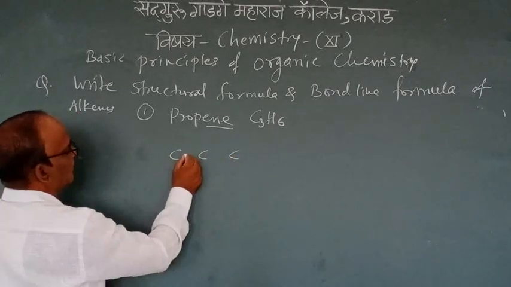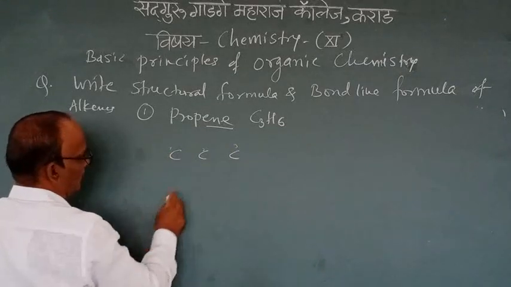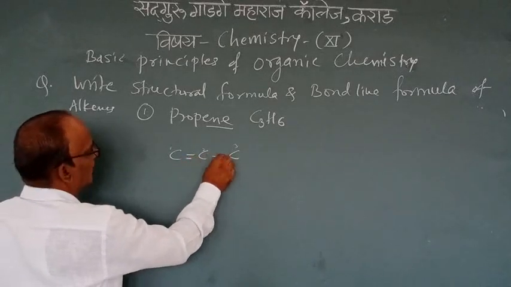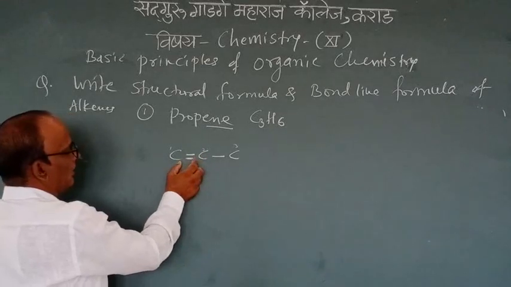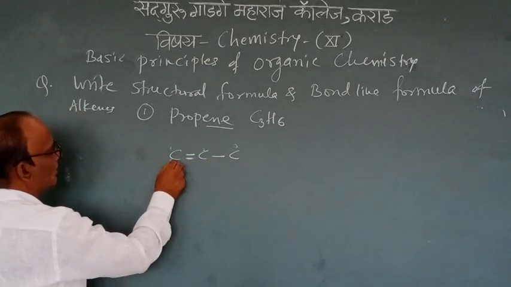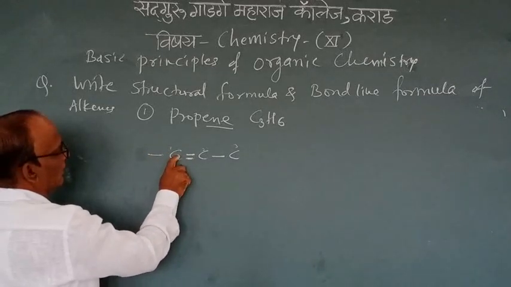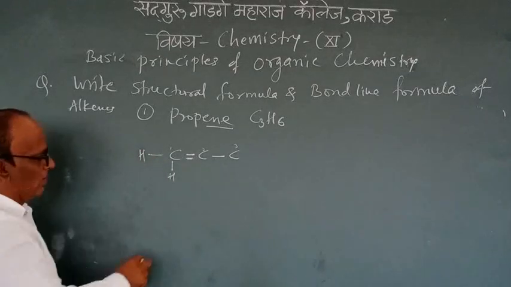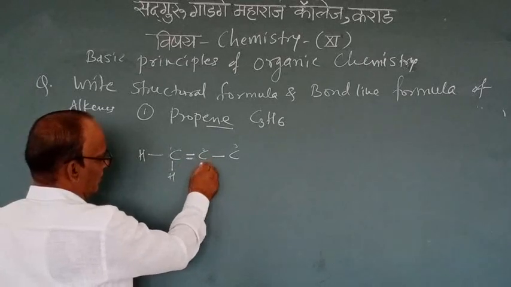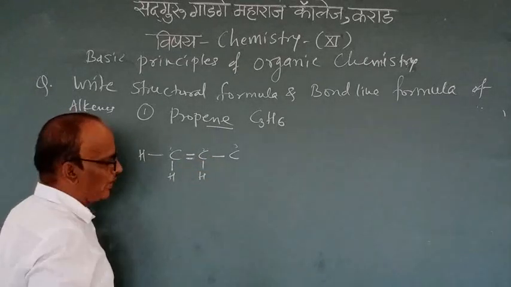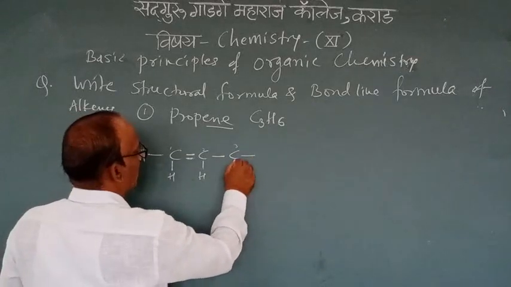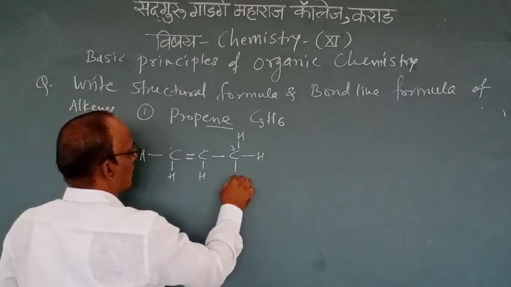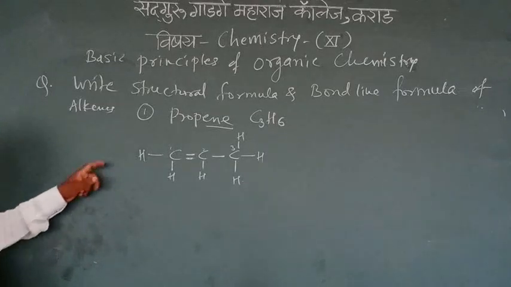There are 3 carbon atoms. Number the carbon atoms 1, 2, 3. The alkene contains a carbon-carbon double bond. You write here one double bond, then a single bond. Then write the hydrogen atoms. Here 2 bonds are there. Therefore 2 hydrogen atoms are attached to carbon number 1. The second carbon atom is attached to 3 bonds, so only 1 hydrogen atom is attached. And the last carbon atom, carbon number 3, has only 1 bond. Therefore 3 hydrogen atoms are attached. So this is the structural formula for propene.